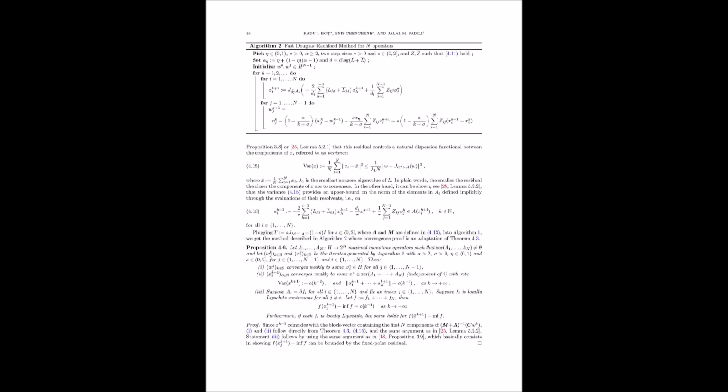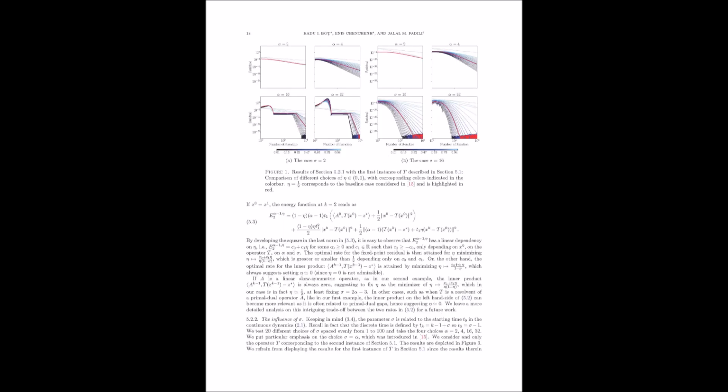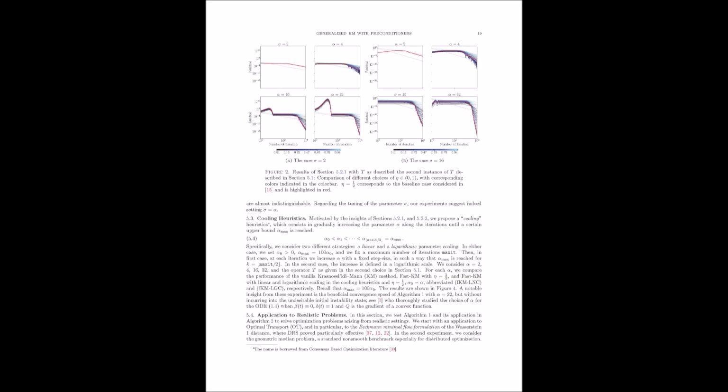They tackle this high-dimensional problem using the Beckmann minimal flow formulation of the Wasserstein-1 distance, which is a way to measure the cost of moving things around efficiently. That's a great way to put it. And the graph DRS method, powered by algorithm 2, emerges as a top performer. It outperforms the standard Krasnosel'skii-Mann method. Figure 5 shows how the tweaks to eta and alpha can make a big difference in the convergence speed.